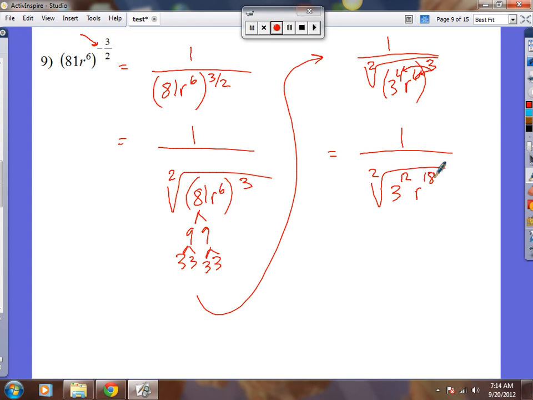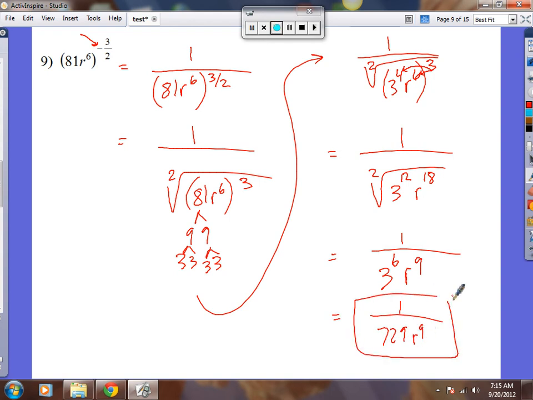Okay, now you can pull them out in groups of 2. So it's going to be 1 over, how many groups of 2 in 12? There's going to be 6 of them. How many groups of 2 in 18? There's going to be 9. And you're ready to hand that in. But this would be better: if you trade 3 to the 6th for 729, that is the best answer right there.